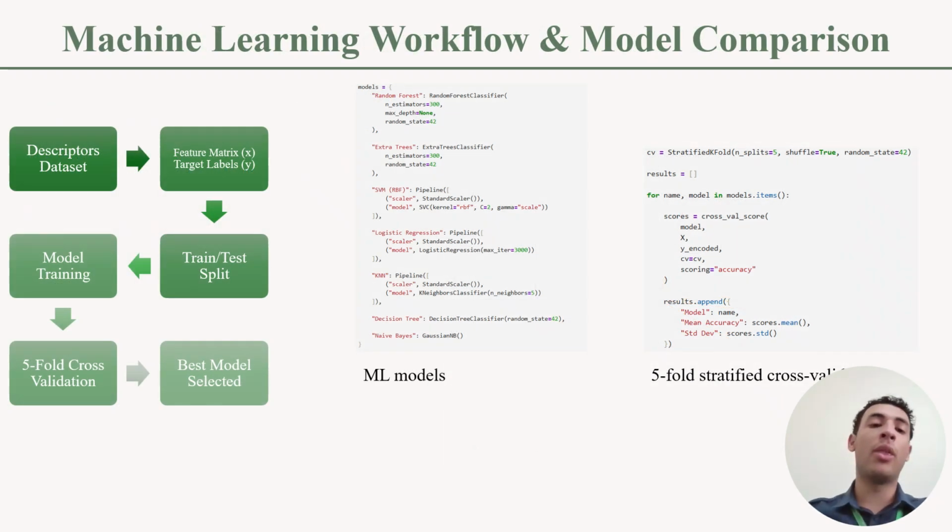Having found meaningful structure in the dataset, I moved to supervised machine learning. The molecular descriptors were used as input features, while pollutant source categories were used as target labels. Several classification algorithms were tested, including tree-based models, support vector machines, distance-based methods, and probabilistic models. To ensure robust performance evaluation, I used 5-fold stratified cross-validation, where the dataset is repeatedly divided into training and validation subsets. This allowed fair comparison of model performance and reduced bias from a single train-test split.